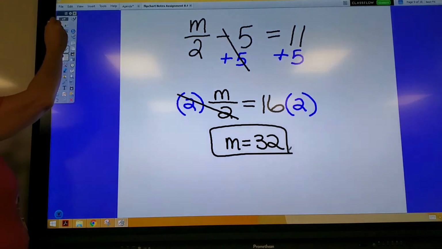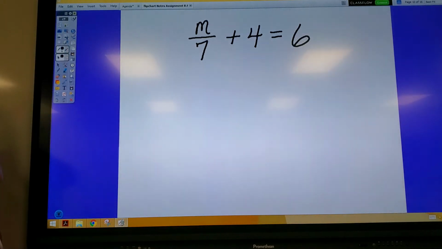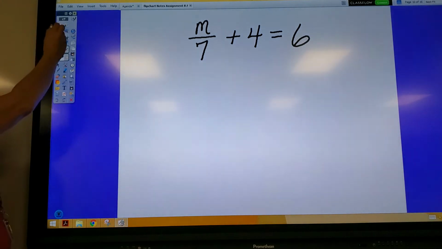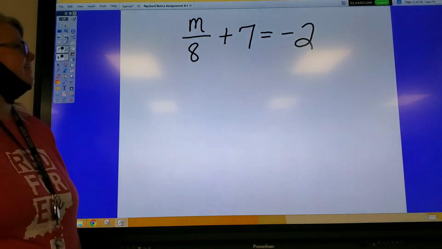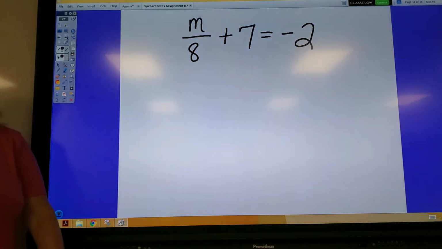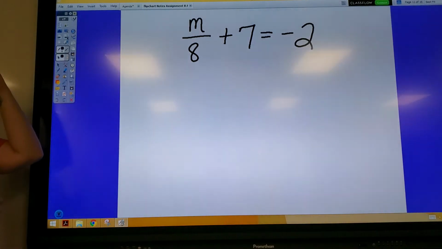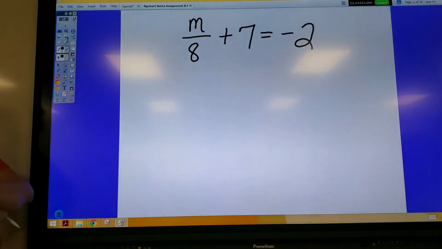All right, let's do some that have actually negative numbers in the problem. Actually, that one doesn't. Let's not do that one. That one does. Let's do that. All right, I'll give you some time to write it down if you'd like. You want to try it? Yes. Go ahead and try it. I think we're ready for that.